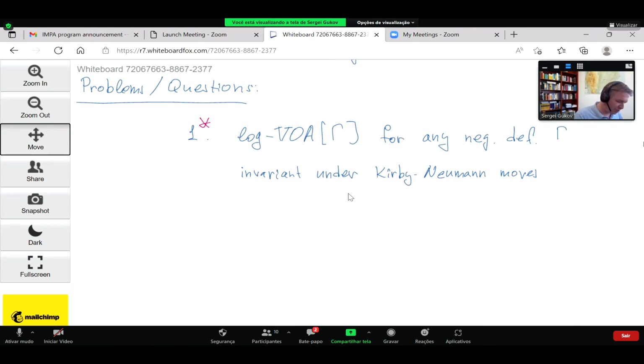Another option, so question number 2, which would help this sort of program, is to prove positivity of coefficients or find counterexamples.